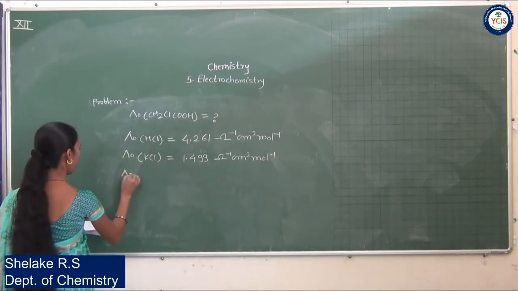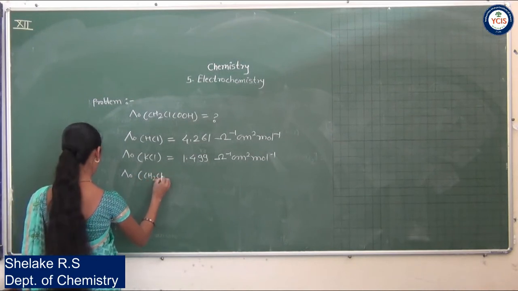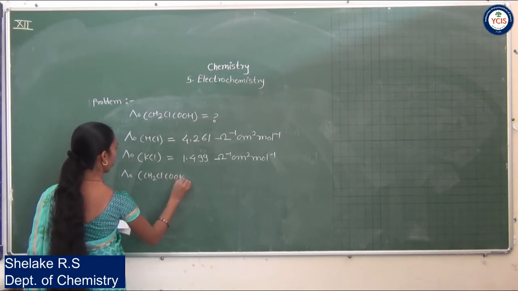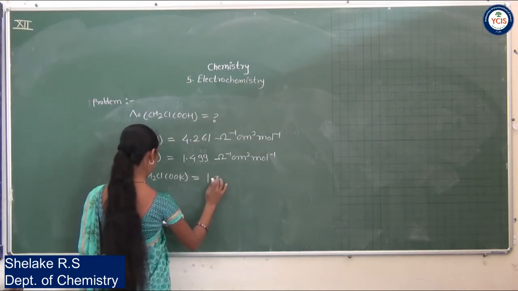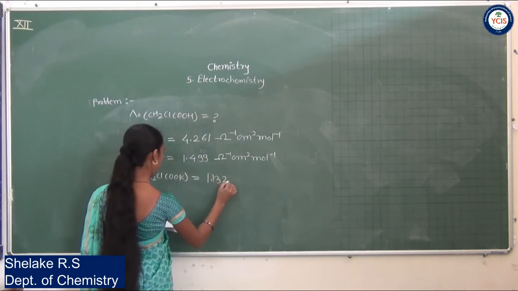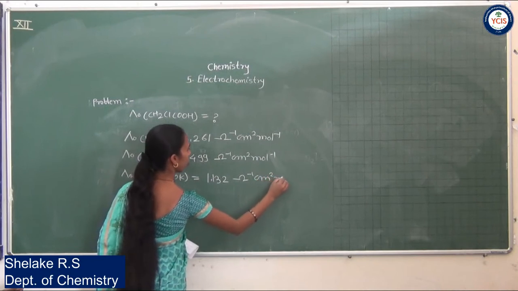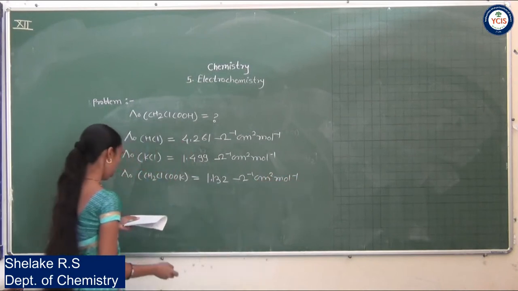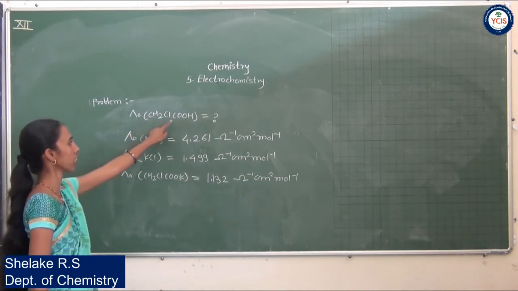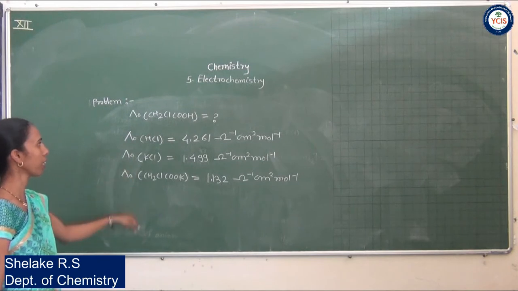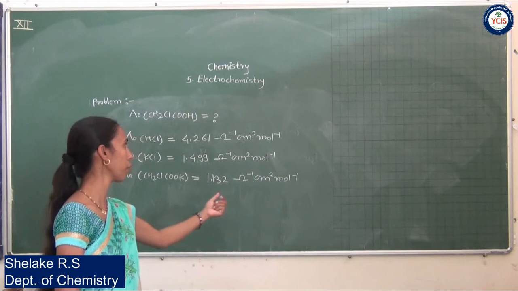And the third value given is lambda 0 of CH2Cl COOK, which is equal to 1.132 ohm inverse centimeter square mole inverse. Okay, so these three values are given. We have to find out the molar conductivity of this. So how can we find this? By using the Kohlrausch law. I have told you how we can apply this.